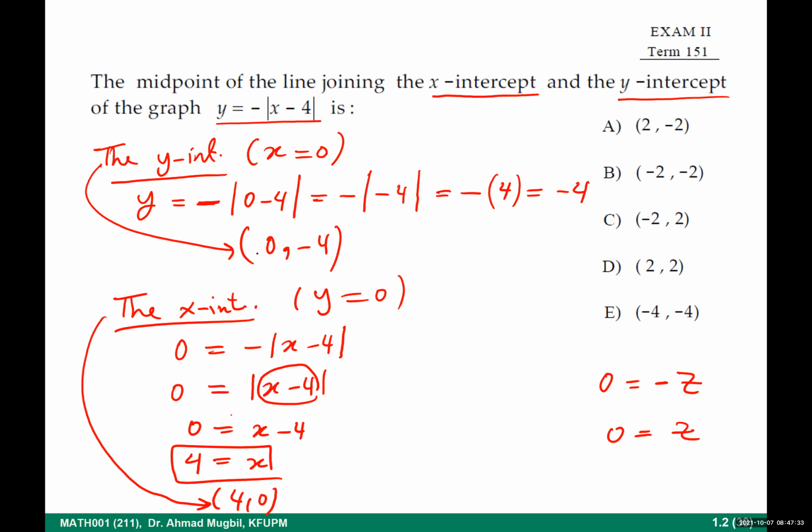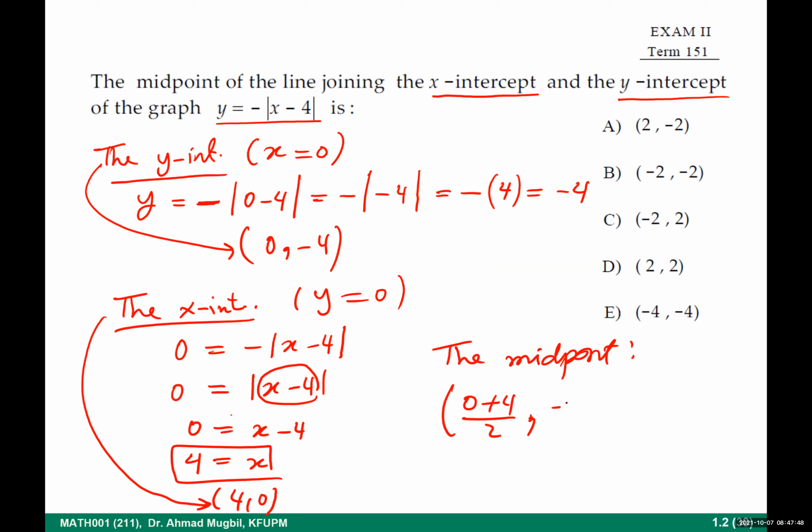What is the question? The midpoint. Now the midpoint will be (0 plus 4 over 2, negative 4 plus 0 over 2). What is that? 4 over 2 is 2, and negative 4 over 2 is negative 2. Which answer is the right answer? It is A.